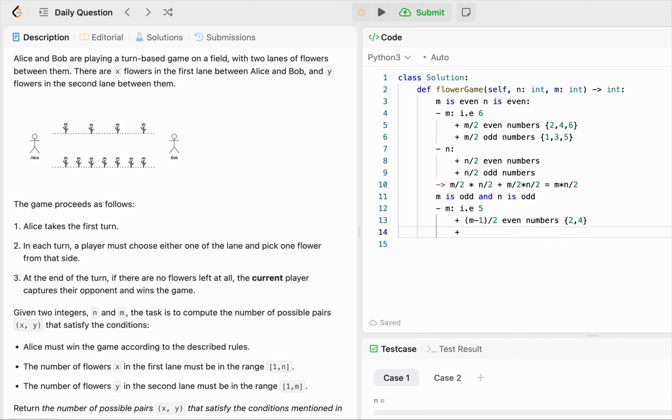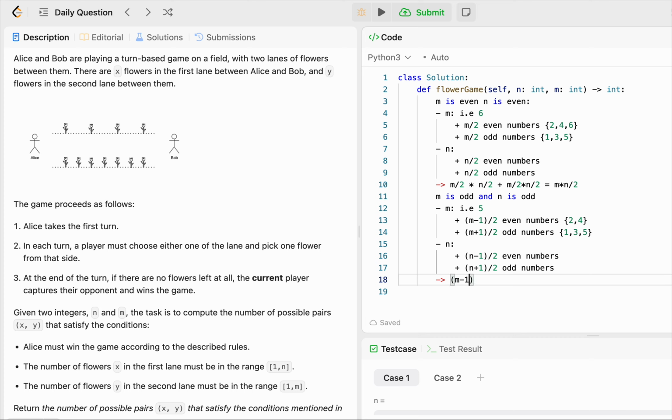And how many odd numbers do we have? We have m plus 1 divided by 2 odd numbers, that is 1, 3, and 5. So here m plus 1, for example, will be 6, divided by 2, that is 3. Okay, so here we have very similar things for the n, right? The n also has n minus 1 divided by 2 even numbers, and also n plus 1 divided by 2 odd numbers. Okay, so here what is the result for us in this case?